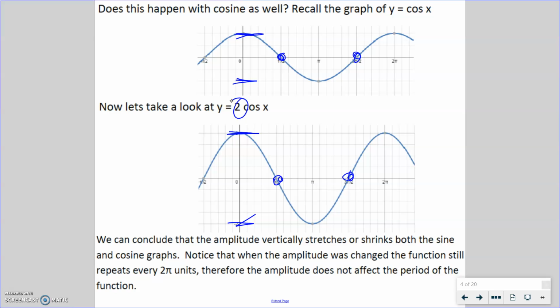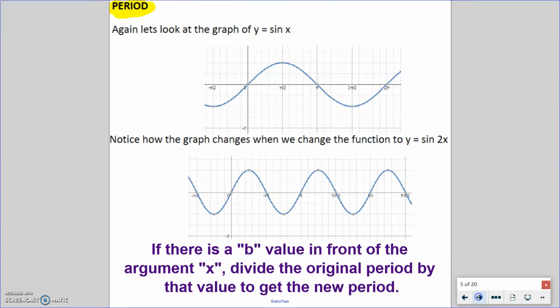You won't see these ones for tangent very often because there is no maximum point when you're graphing tangent, right? If you have tangent in front of you, it kind of looks something like this. So you typically don't see a number in the front for tangent, at least for right now. So don't worry about that. It's usually just sine and cosine.